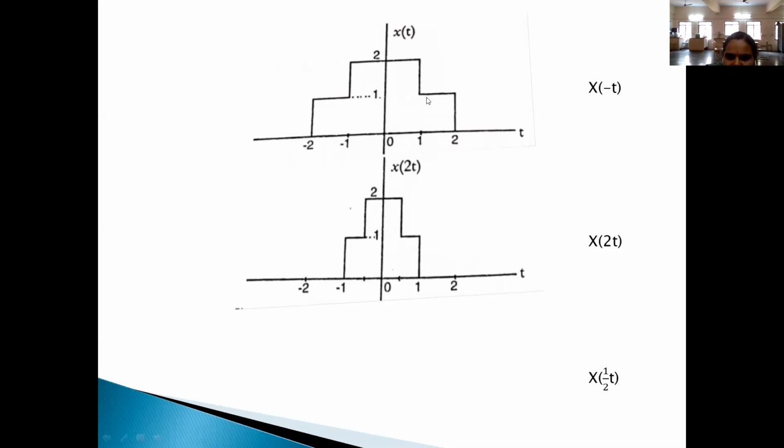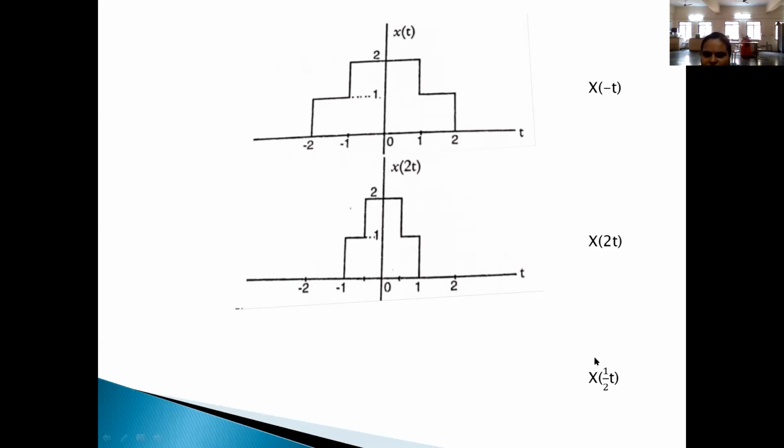This is how the signal is going to be compressed. Here the amplitude -1 is changing to -1/2, here 1 to 1/2. This is how a signal is going to be compressed.